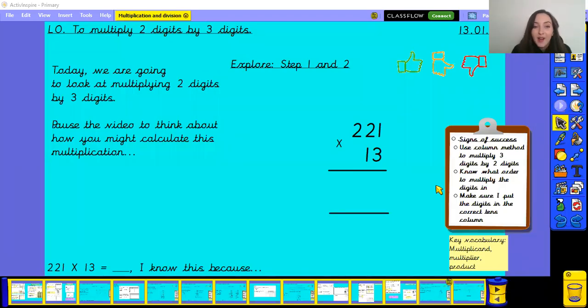Good morning, Year 5, and welcome to today's maths lesson. Today we're going to be looking at multiplying 2 digits by 3 digits. So we're moving on from what we were doing the last 2 days.